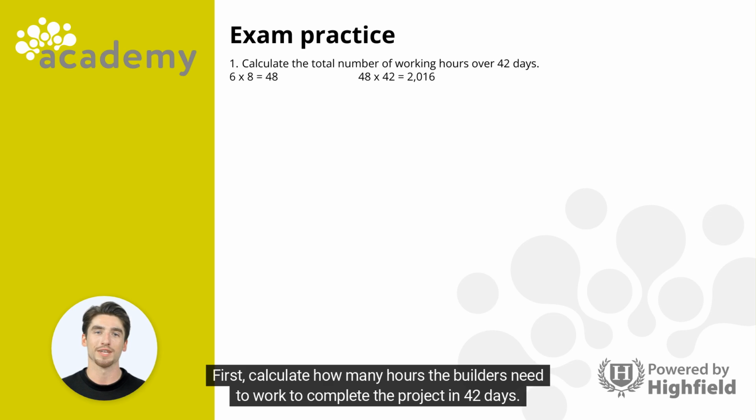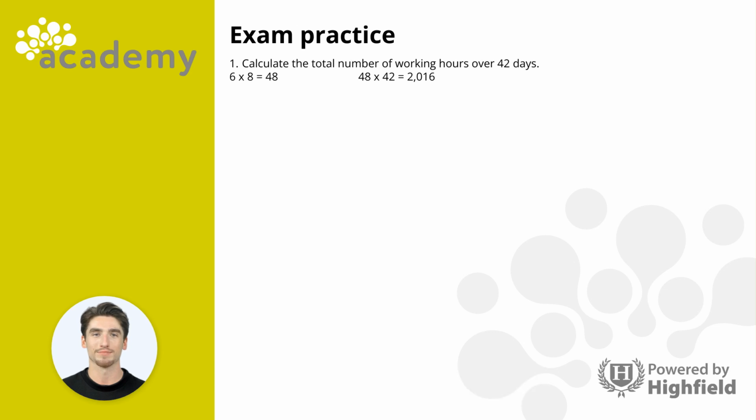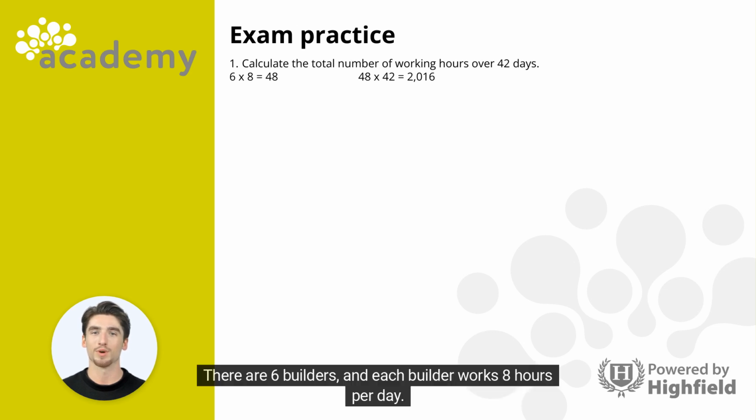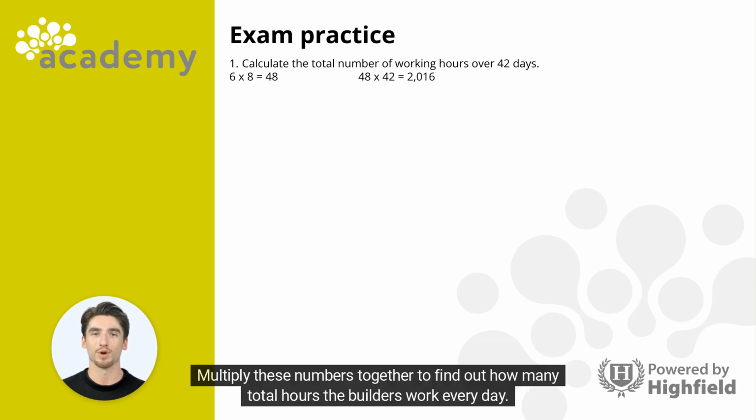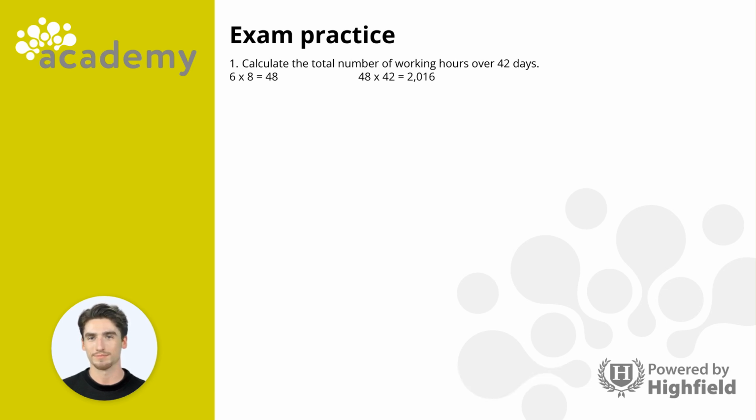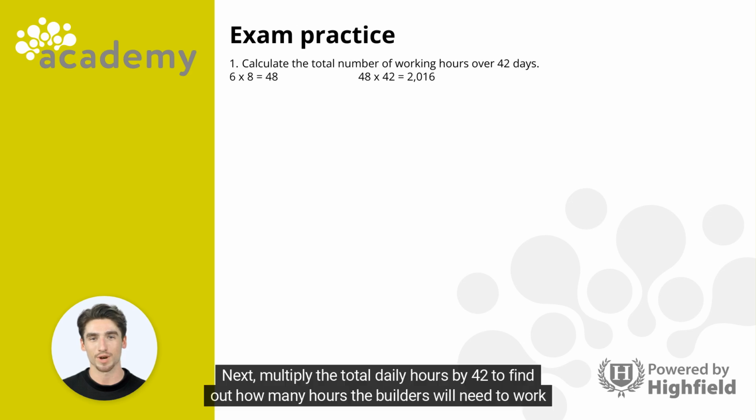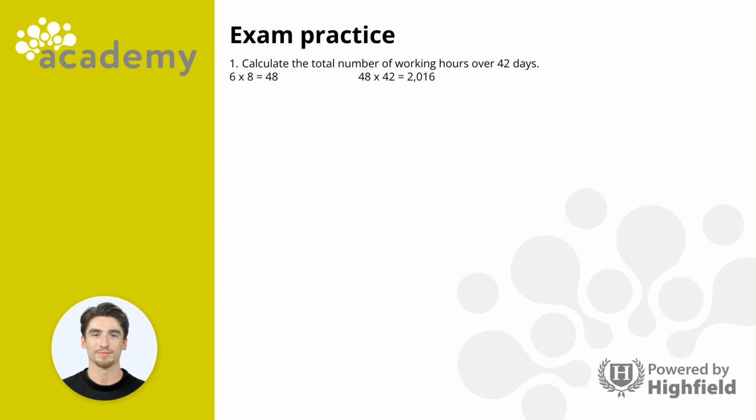First, calculate how many hours the builders need to work to complete the project in 42 days. There are 6 builders, and each builder works 8 hours per day. Multiply these numbers together to find out how many total hours the builders work every day. 6 multiplied by 8 equals 48. Next, multiply the total daily hours by 42 to find out how many hours the builders will need to work to complete the project in 42 days. 48 multiplied by 42 equals 2016 hours.